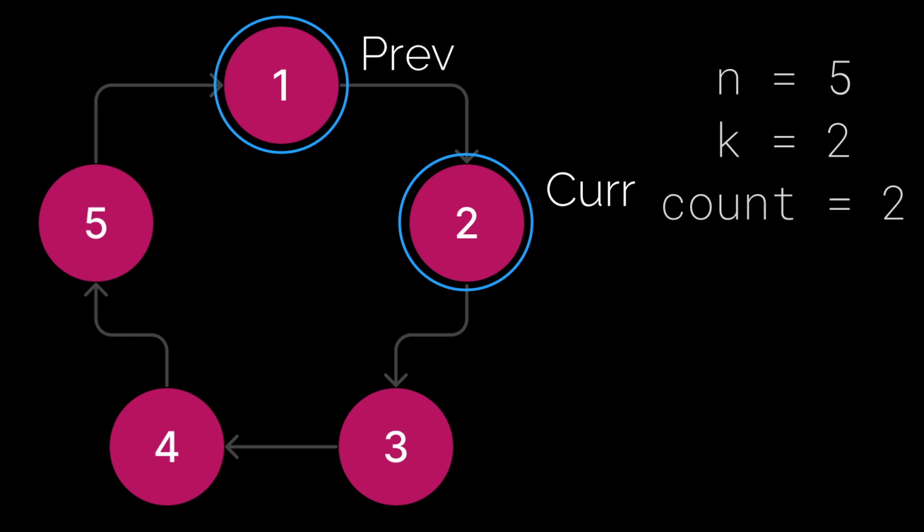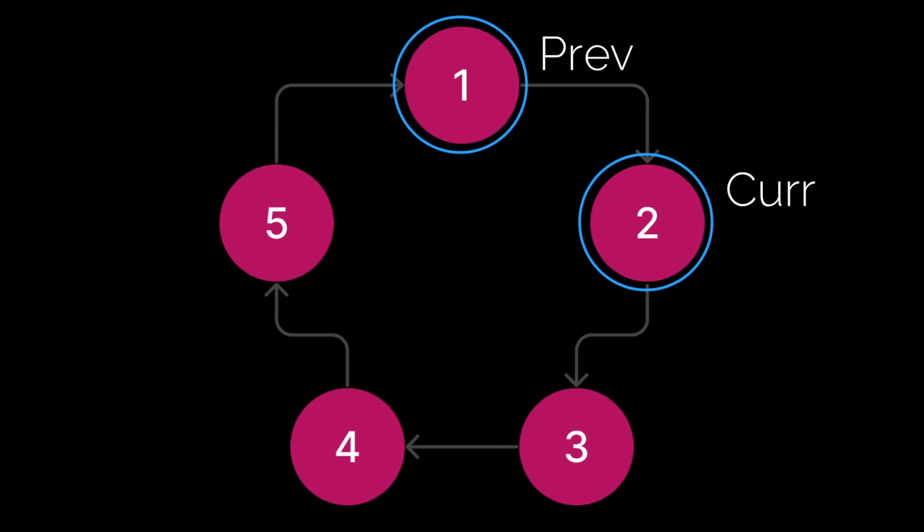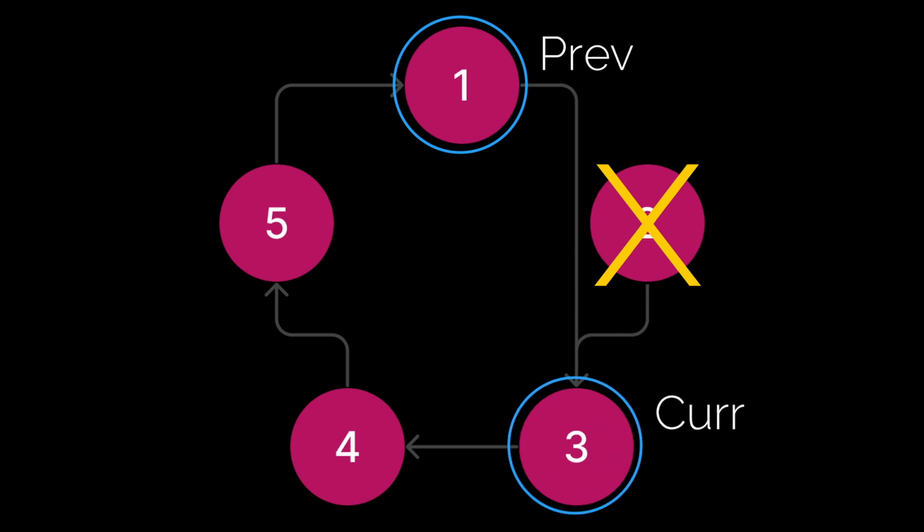Once we move k amount of times, we need to get rid of our current node. So how do you get rid of the current node? You get rid of the current node by pointing previous's next to the current's next, like this. Then, prepping for the next repeat of the algorithm, we need to move the current to the current's next. Okay? And we just repeat that process.